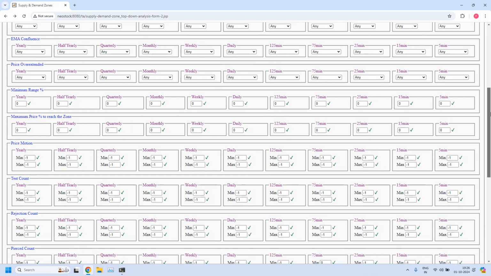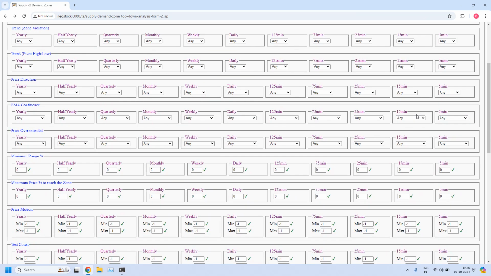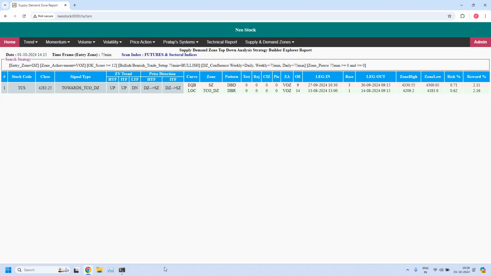So in the demand zone confluence, already daily demand zone with weekly demand, 75 minutes demand zone with daily demand zone is enabled. Now I am enabling daily demand zone with weekly demand zone confluence. Here, 75 demand zone with weekly demand zone confluence. Now daily, that is ITF and HTF confluence. With all the 3 filters, we got 1 stock. It is having LTF, ITF and HTF confluence.